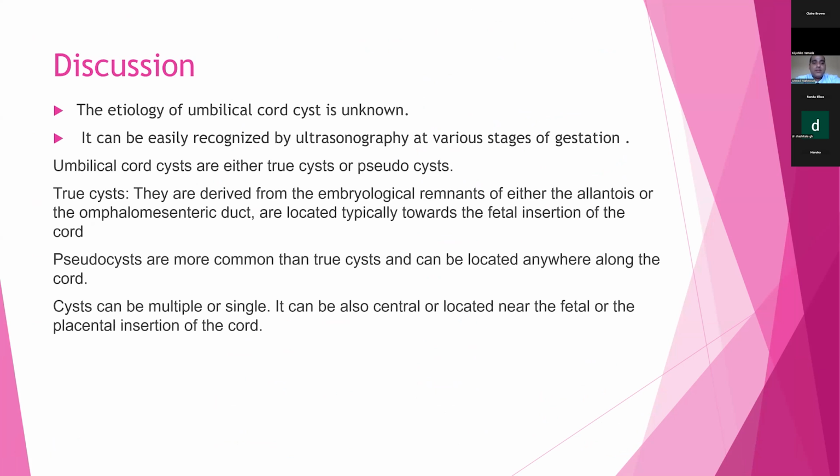Umbilical cord cysts are either true cysts or pseudocysts. The true cysts are derived from the embryological remnants of either the allantois or the omphalomesenteric duct, and are located typically toward the fetal insertion of the cord. Pseudocysts are more common than the true ones and can be located anywhere along the cord. The cyst can be multiple or single. It can also be central or located near the fetal or placental insertion of the cord itself.